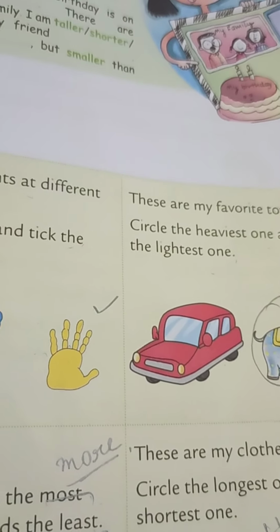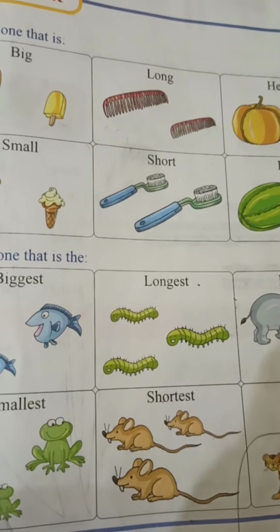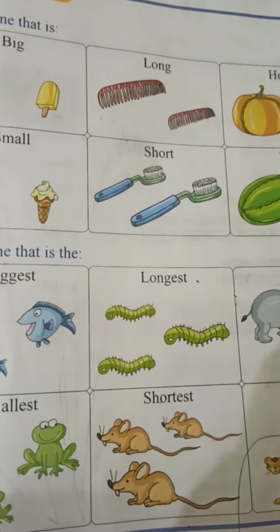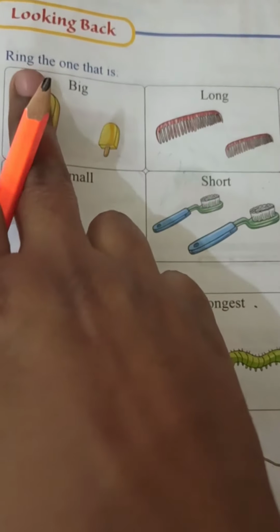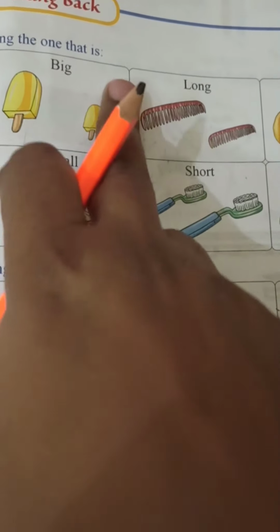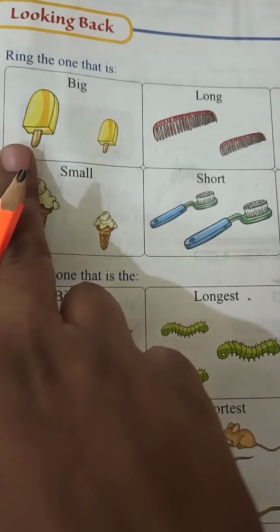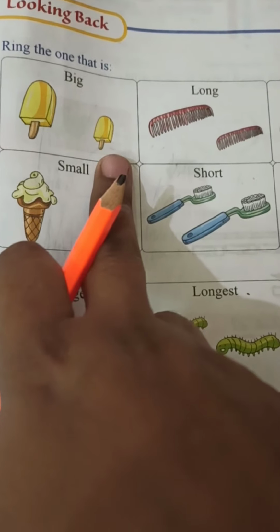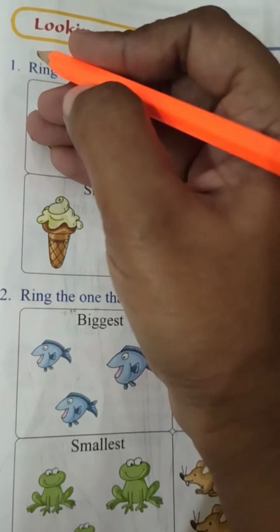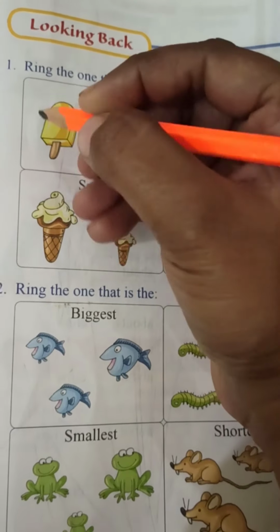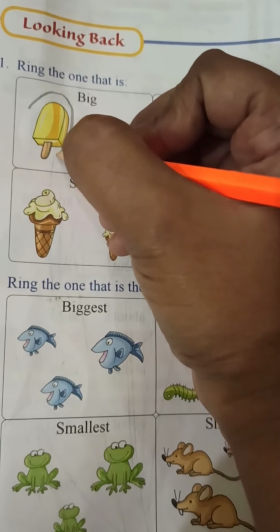Okay, we can see the next book now. Take page number 121 in the yellow book. Okay, ring the one that is, okay, first one. Which ice cream is big? This one or this one? Yes, obviously this ice cream is the biggest one.